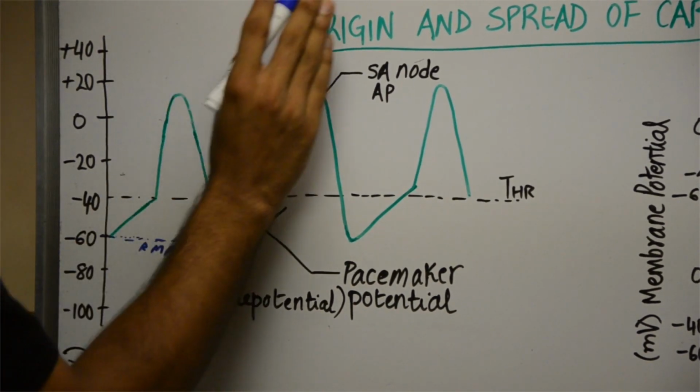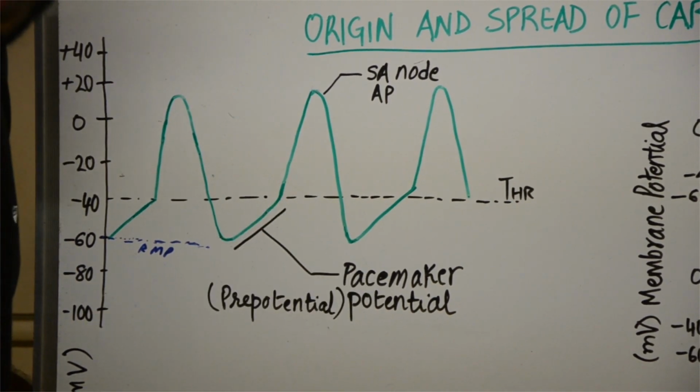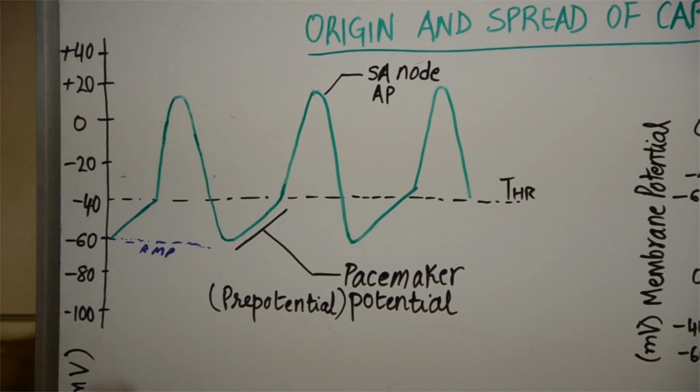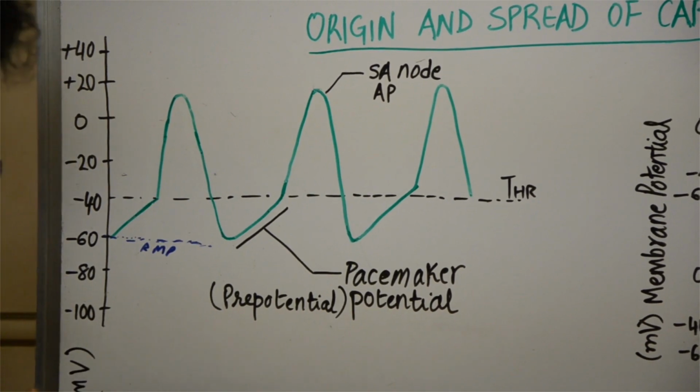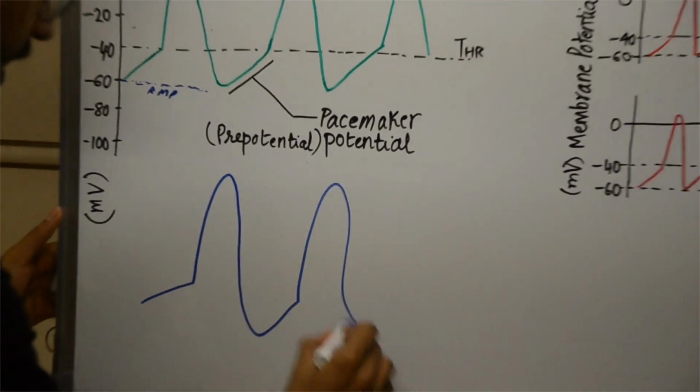So it is moving towards the positive part. So we say that it shows a slow depolarization. Now why does this happen? Look here, I'm going to draw this here. This is the slow depolarization and this is the next one.